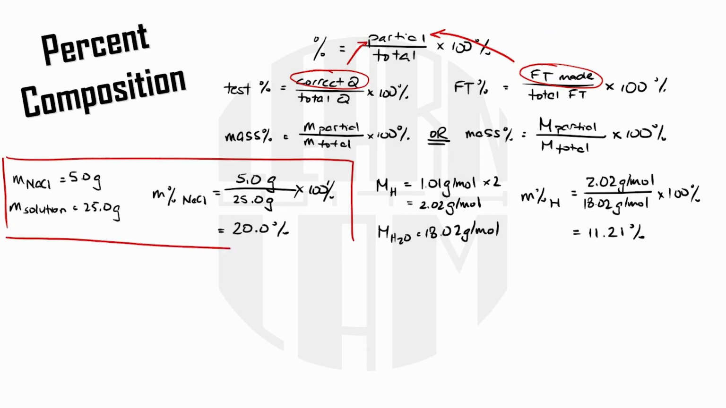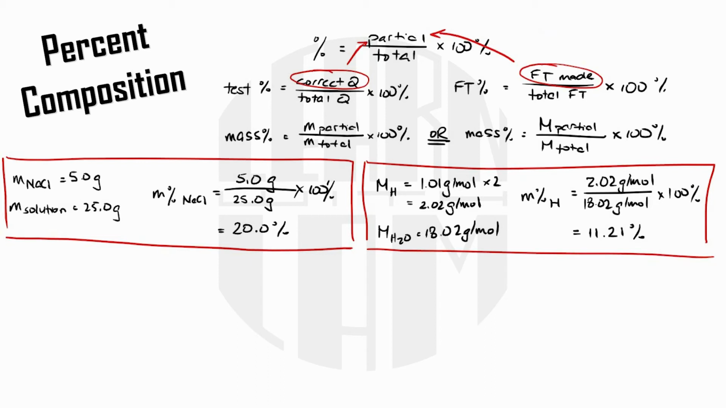All right, now we're ready for percent composition. Percent composition really just means finding the mass percent of each individual element in a compound. So let's take a look at sucrose, which is C12H22O11. In this case, the percent composition is just the mass percent of carbon, the mass percent of hydrogen, and the mass percent of oxygen in sucrose.